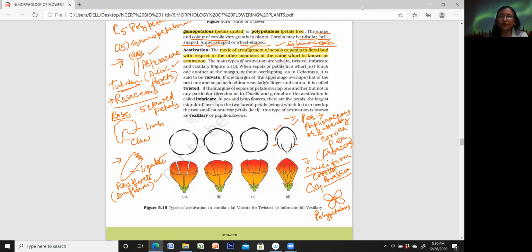The main types of aestivation are valvate, twisted, imbricate, and vexillary. What are the main types of aestivation? Valvate, twisted, imbricate, and vexillary.